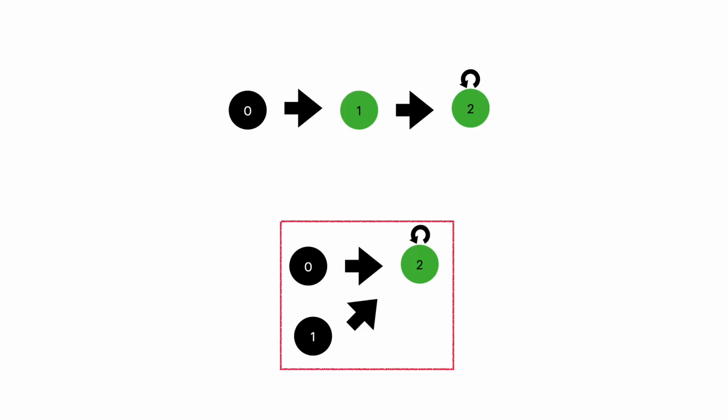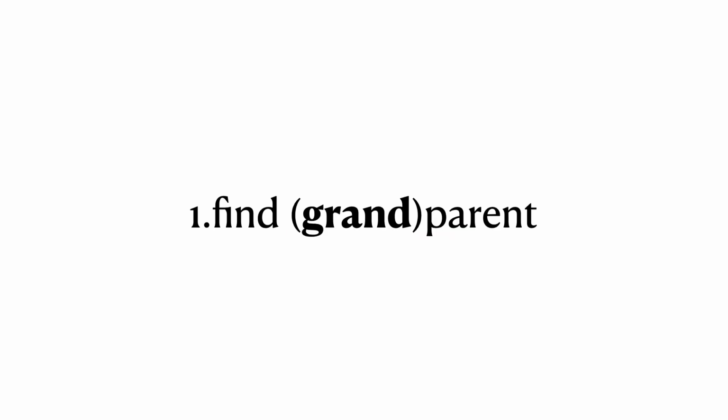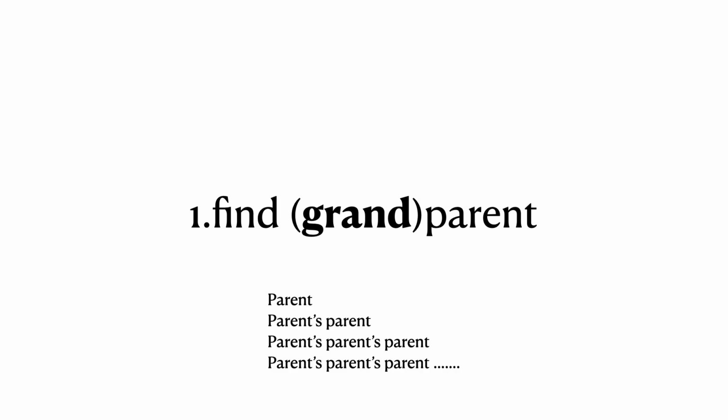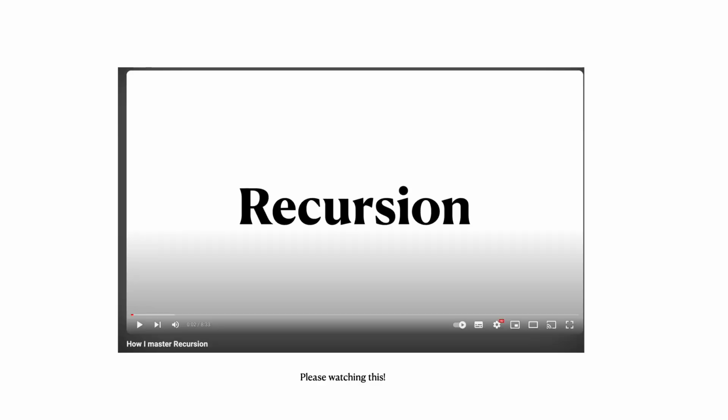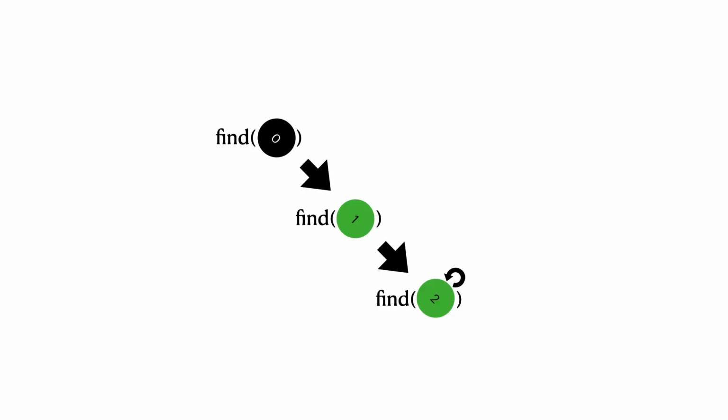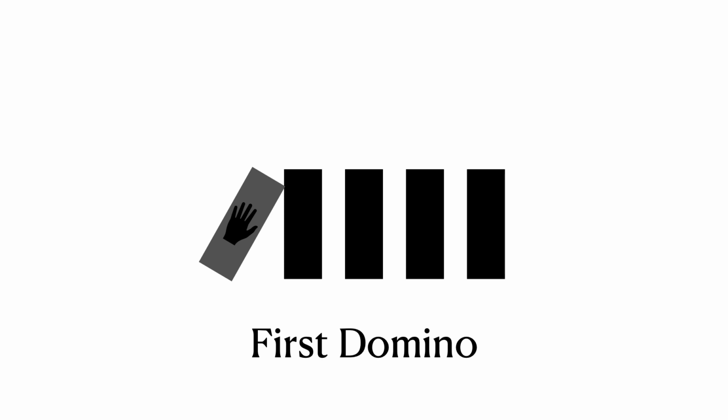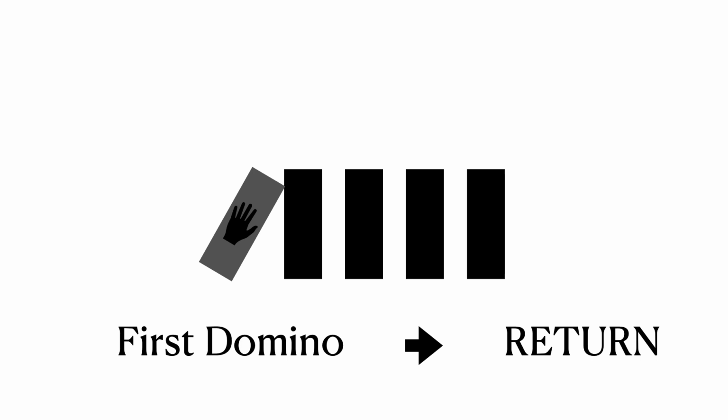Instead of it, let's change like this. How? Find the grandparent and do union. How can we find the grandparent? Could you see that? Yes. Recursion. Let's solve with recursion. Method calls for the find will look like this. As we discussed earlier, we should touch the first domino. Touching the first domino is like returning the value.